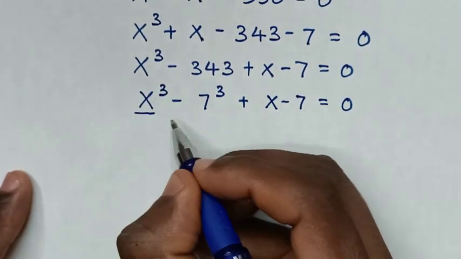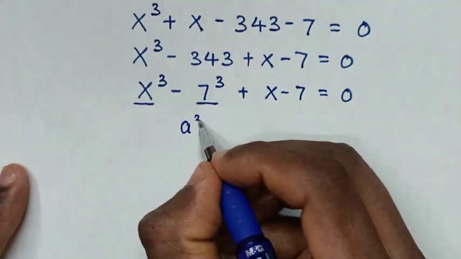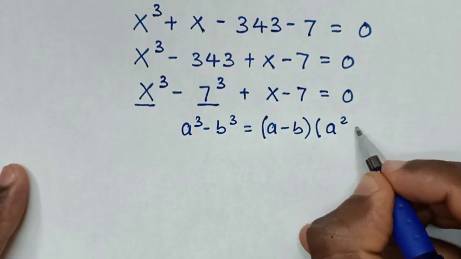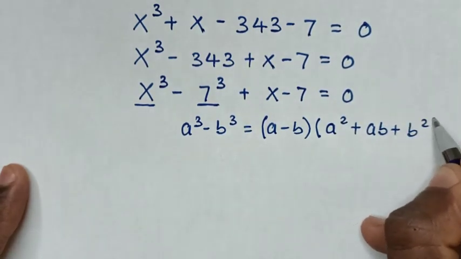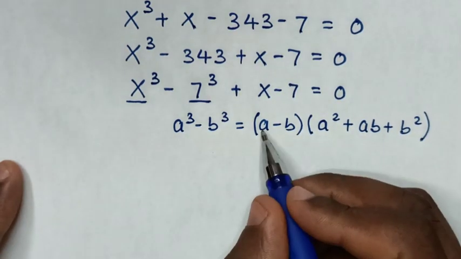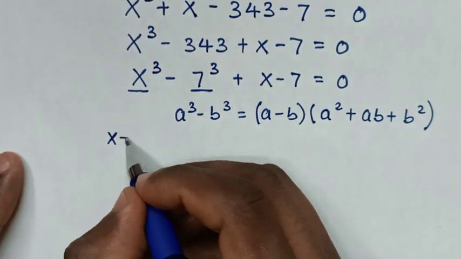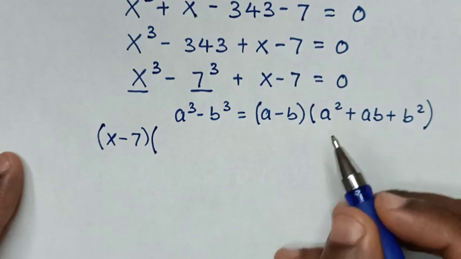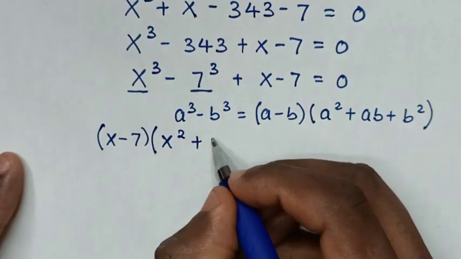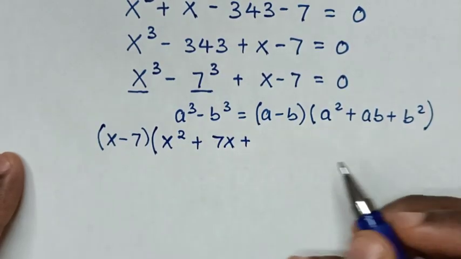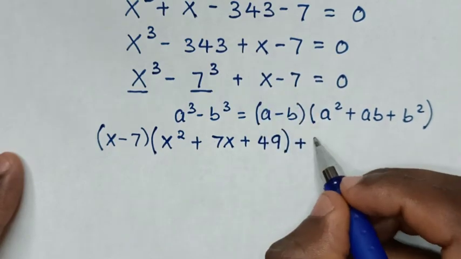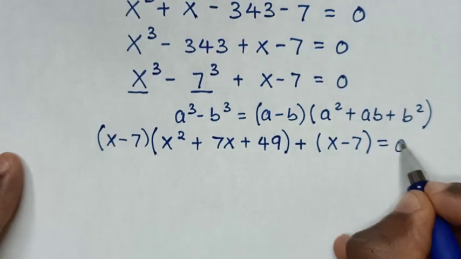Then from here, x power of 3 minus 7 power of 3, we will apply the rule a power of 3 minus b power of 3 is equal to a minus b bracket a square plus ab plus b square bracket. So a minus b is x minus 7, then in the bracket, a square will be x square, plus a times b, x times 7 is 7x, plus b square, 7 square, which is 49. Then plus bracket x minus 7 bracket is equal to 0.